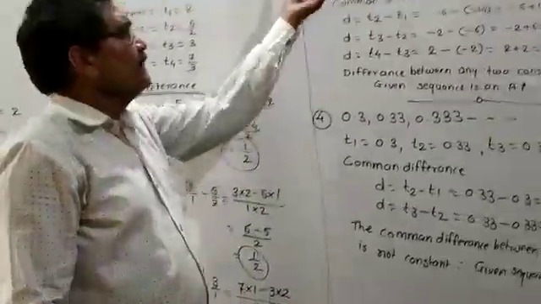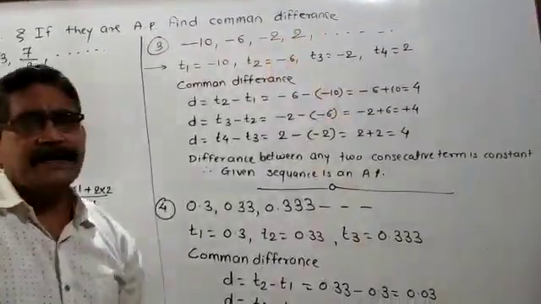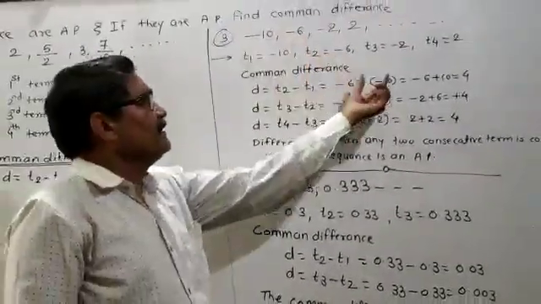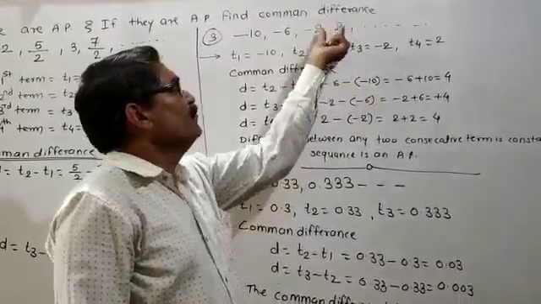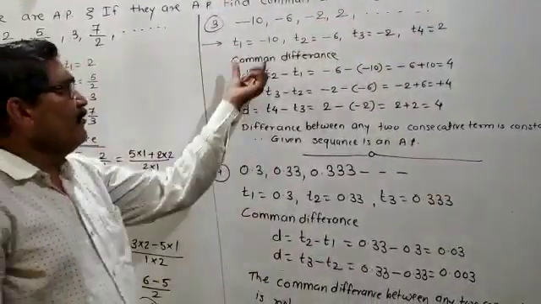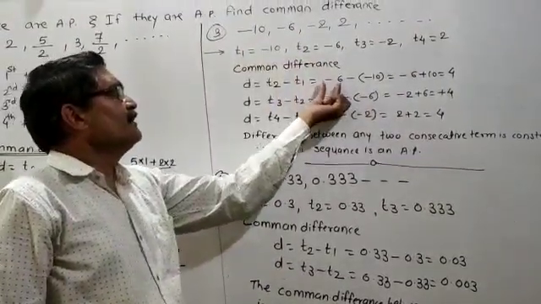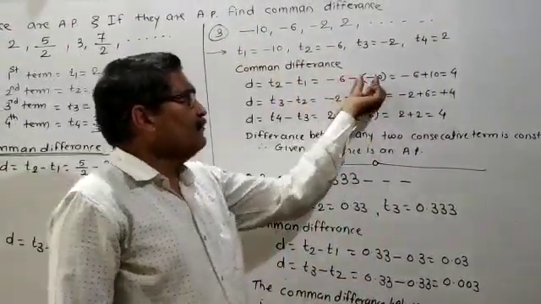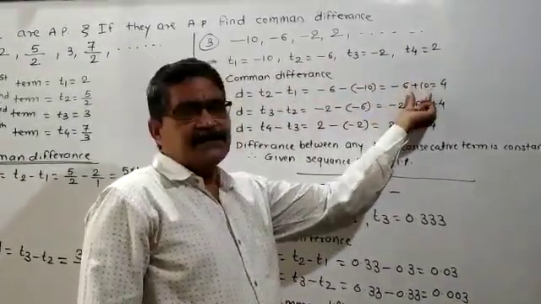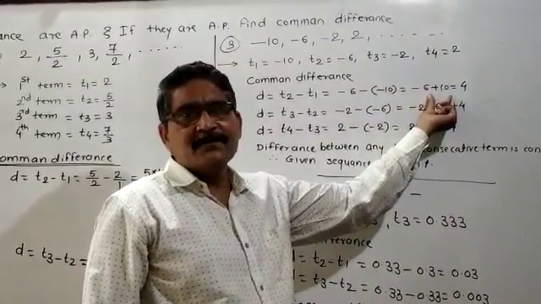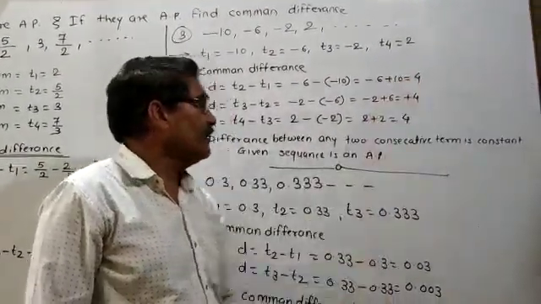Then come to question number 3: minus 10, minus 6, minus 2, 2. T1 is equal to minus 10, T2 is equal to minus 6, T3 is equal to minus 2, T4 is equal to 2. You have to find the common difference. d is equal to T2 minus T1, which is minus 6 minus of minus 10. Minus of minus means plus, so 10, giving 4. Minus 6 plus 10: if one number is negative and the other is positive, find the difference between their magnitudes and give the sign of the greater magnitude, so plus 4 will come.